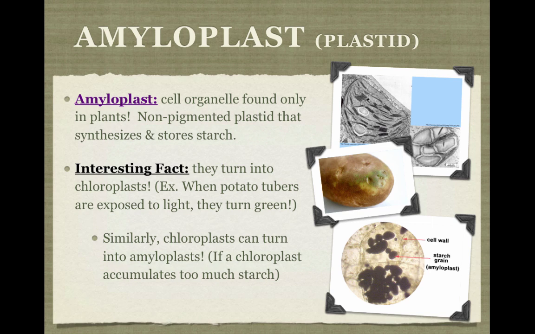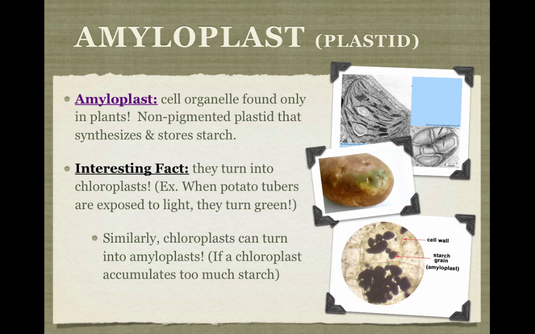And last but not least, we've got the amyloplasts. Amyloplasts are cell organelles found only in plants, another type of plastid. This time it's non-pigmented, so chloroplasts are pigmented green, chromoplasts are either yellow, red, or orange, and amyloplasts have no pigment at all. What they do is they synthesize and store starch. One really interesting thing is that they can actually turn into chloroplasts.